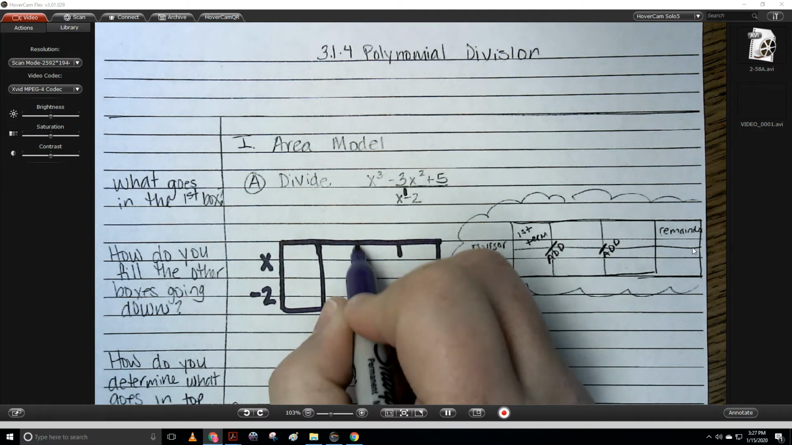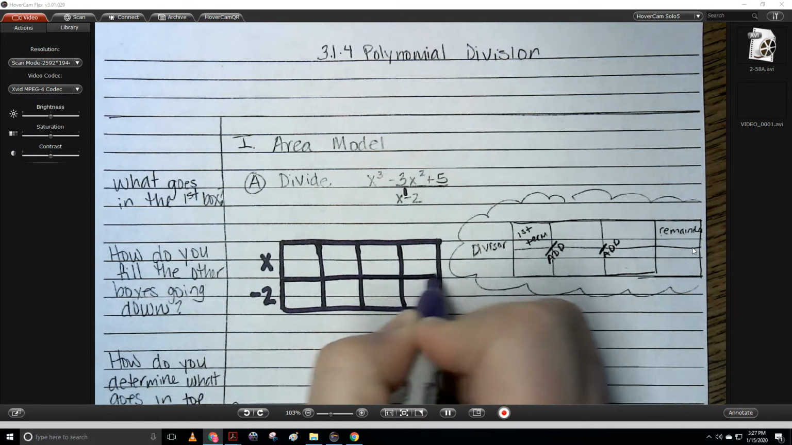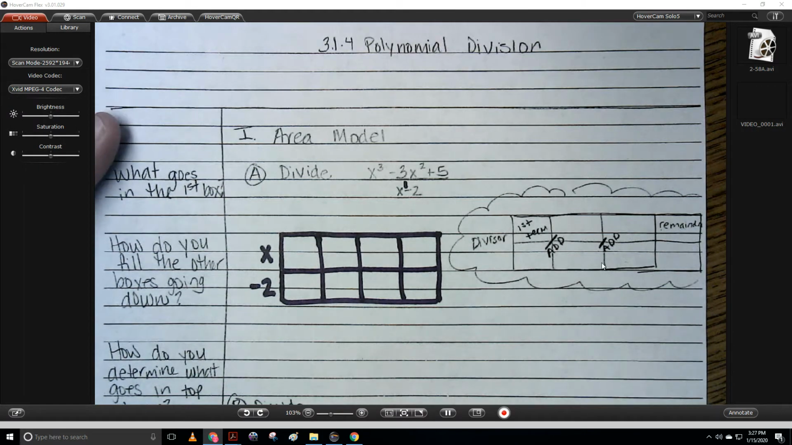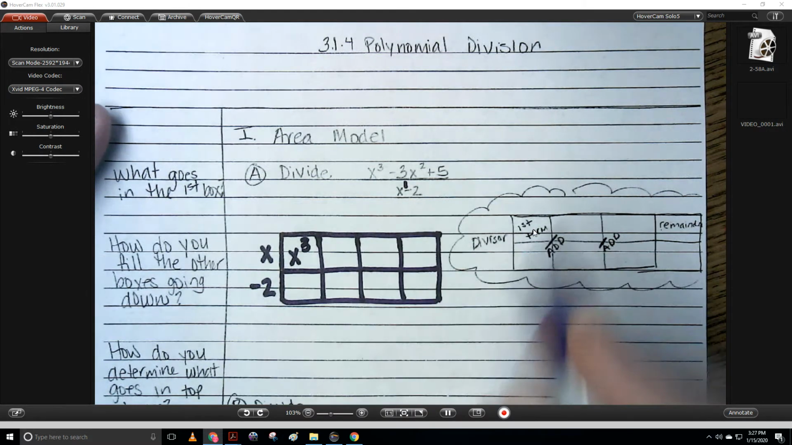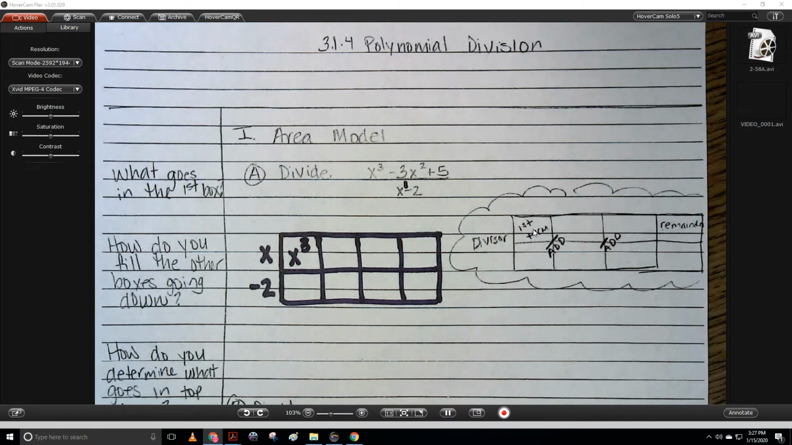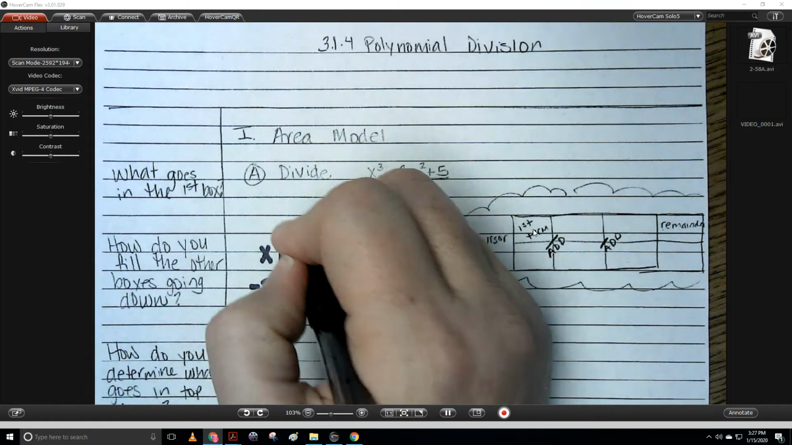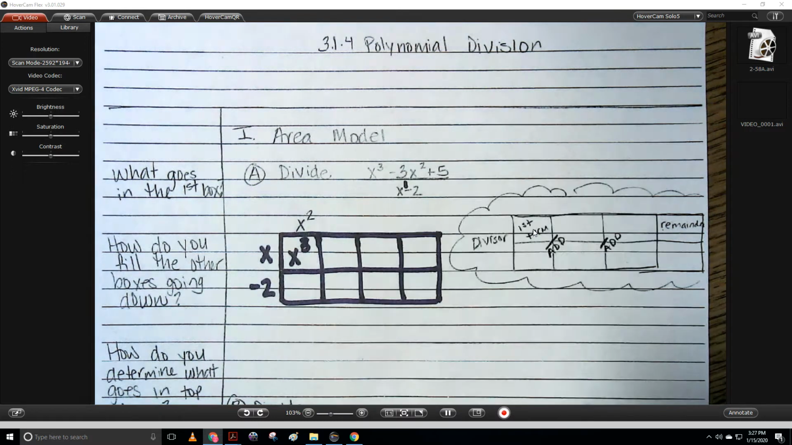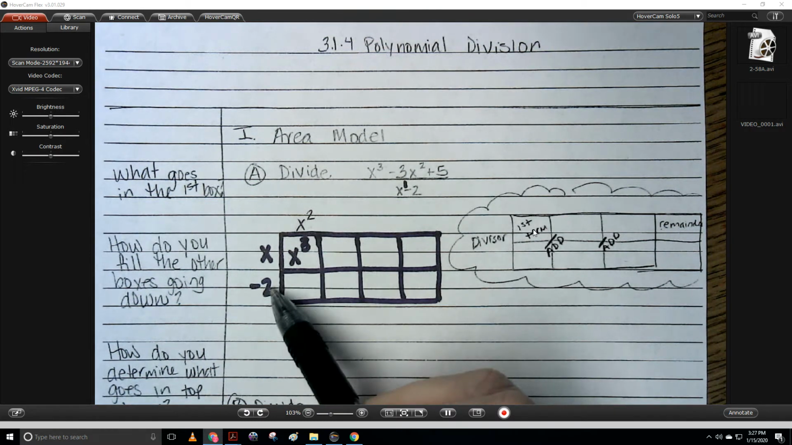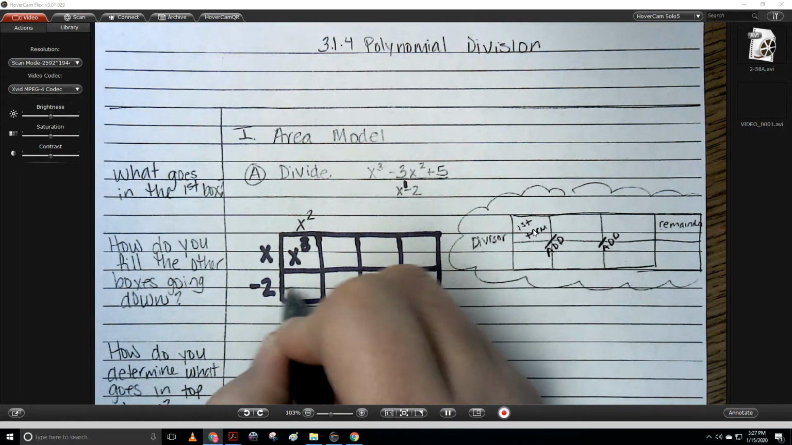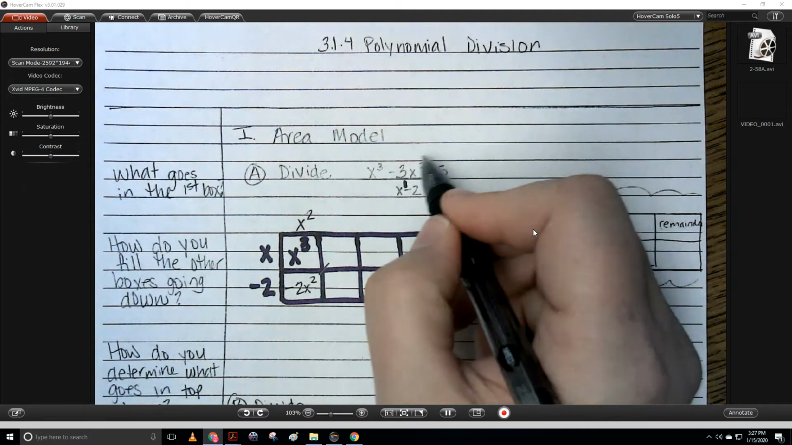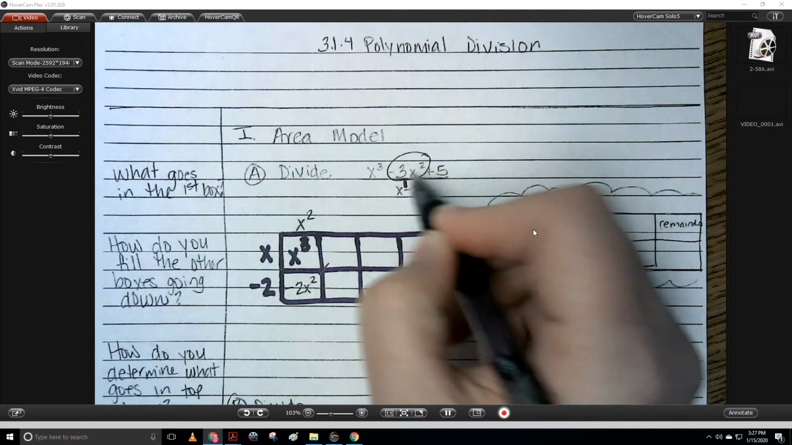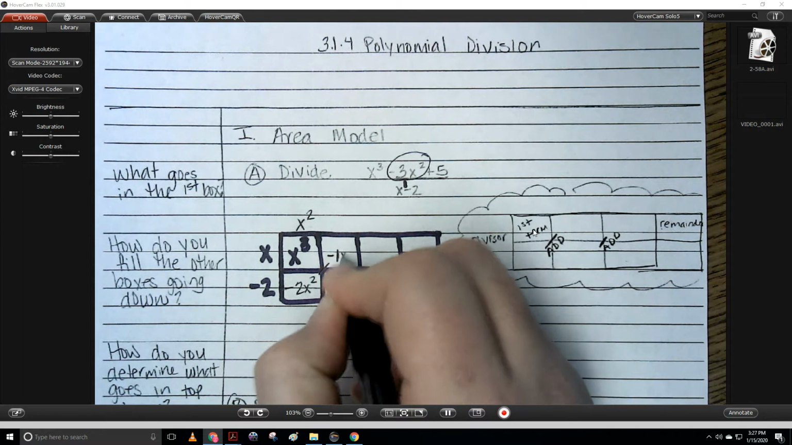So we're going to make our box. And what we're going to do is put the first term, so the first term over here, x cubed, goes in the first box, and now we divide. So x cubed divided by x is x squared. And then x squared times -2 is -2x squared. Now these have to add to -3x squared, so that's going to be a -1x squared.